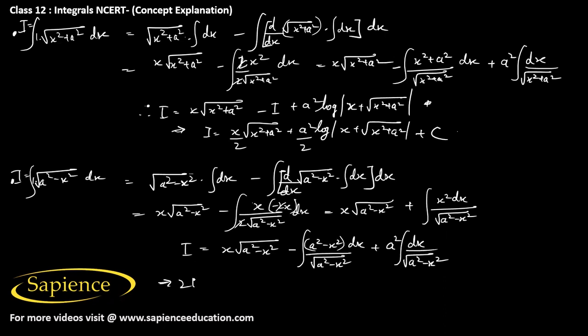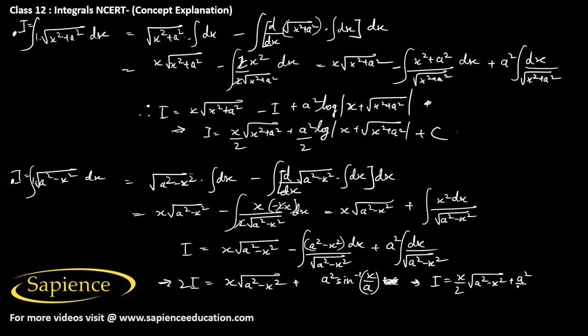So therefore we can write 2I equal to x into square root of a square minus x square, plus a square into sine inverse x by a plus c. So therefore I will be equal to x by 2 square root of a square minus x square plus a square by 2 sine inverse x by a plus c.